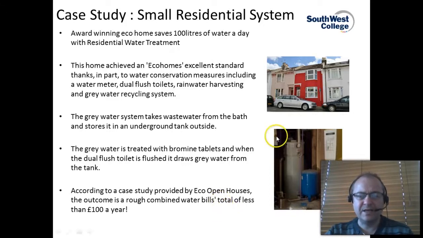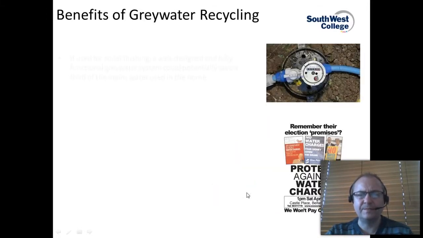So in this case study, the outcome is a rough combined water bill of less than £100 a year. The total water bill for the house comes in at less than £100, so a significant saving on the water bills for this property.